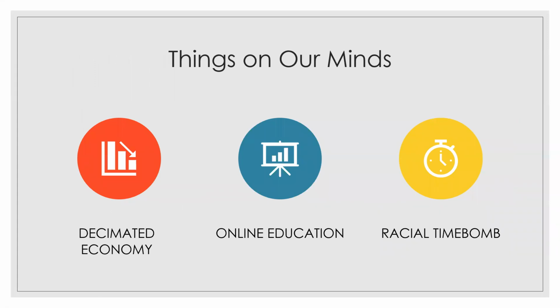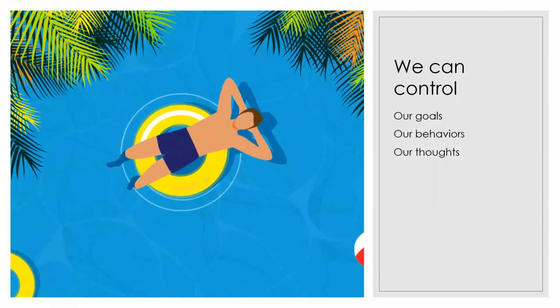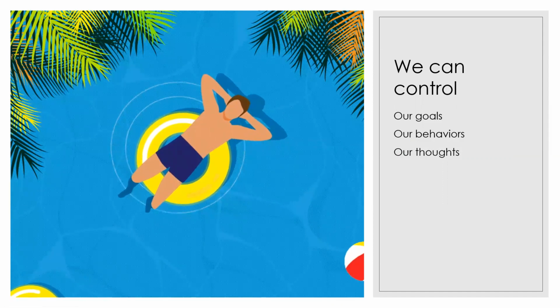Now, some things that are on our minds. We've got a lot going on right now. I did mention it's 2020, right? We have kind of a decimated economy. We don't know what's going to happen. We're looking at online education, which you guys are right up for, right? And we know that we have this ticking racial time bomb. So, of course, all of these things weigh heavy on our minds. And it's really easy to get kind of overwhelmed right now and focus on negative things. But we have to remember to focus on things that we can control.